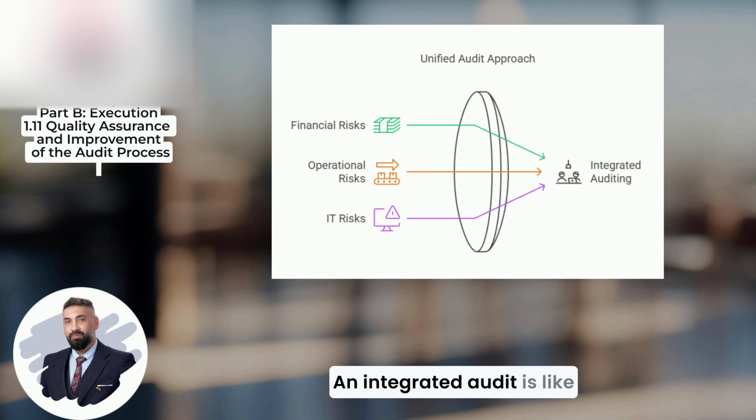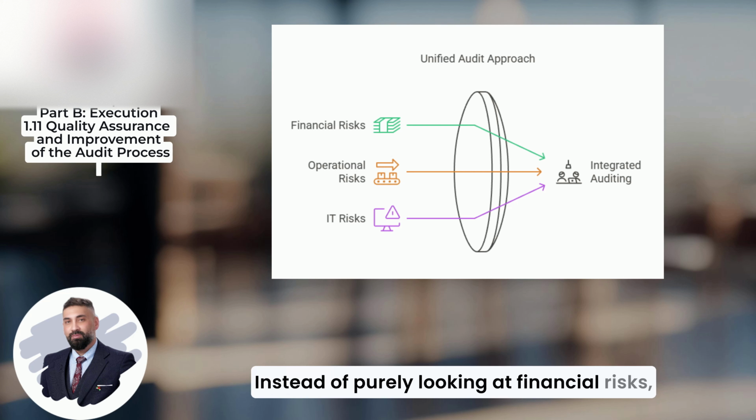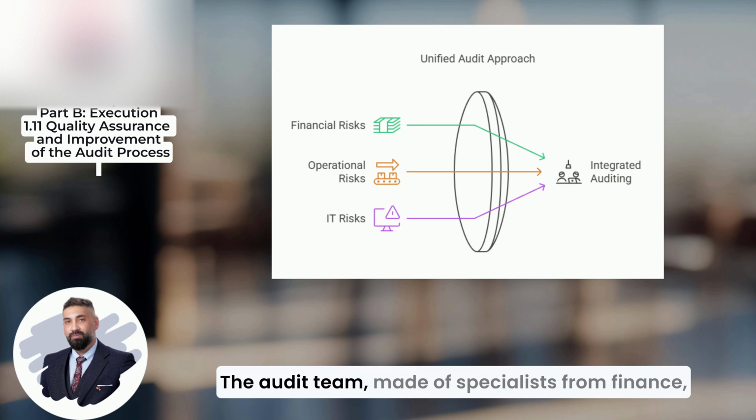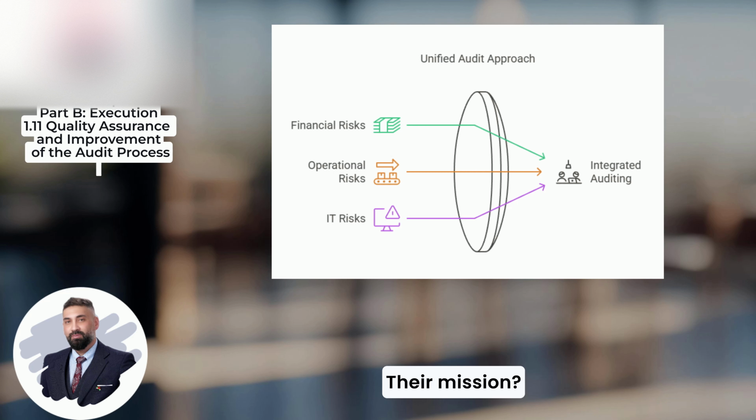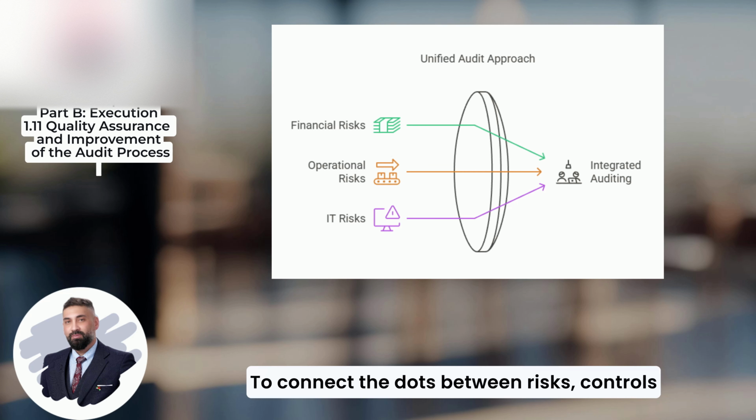An integrated audit is like solving a three-dimensional puzzle. Instead of purely looking at financial risks, operational risks, or IT risks in isolation, this approach ties them all together. The audit team, made of specialists from finance, business operations, and IT, comes together as one. Their mission? To connect the dots between risks, controls, and objectives across the organization's ecosystem.